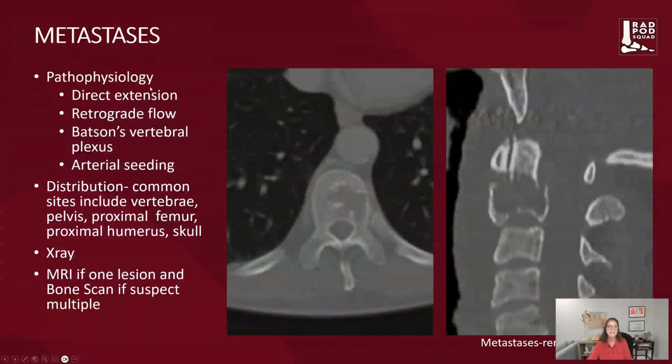The metastasis can be seen from direct extension, retrograde blood flow, Batson's vertebral plexus or arterial seeding, very common to have metastasis in the spine. Distribution of sites also includes vertebra, pelvis, proximal femur, proximal humerus. You're going to start, as usual, with an x-ray, but we'll move up to an MRI if we suspect a lesion in one location. And of course, we can do a bone scan to assess for multiple lesions.